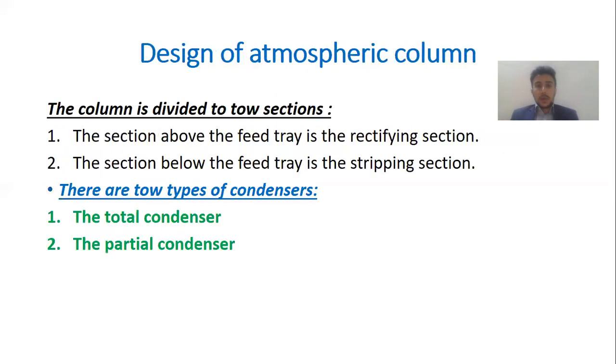So another important point is the design of the atmospheric column. Any distillation column is divided into two sections. We have two main sections. These sections are very important, you must know them. The section above the feed tray is the rectifying section. What is the feed tray? The feed tray is the tray where the crude oil enters the column. You call it the feed tray. So the section above the feed tray is the rectifying section. And the section below the feed tray, we call it the stripping section.